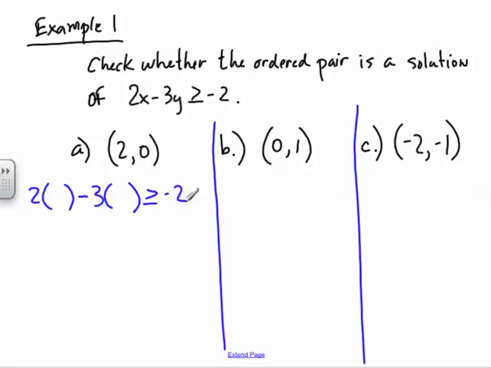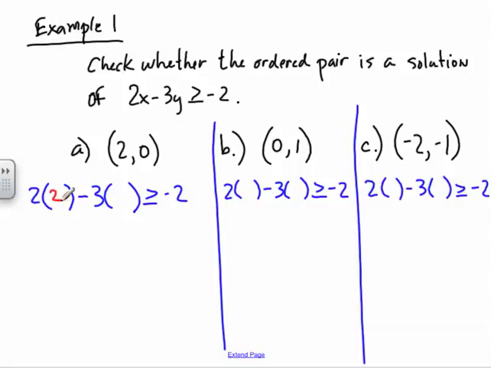So I'm actually going to write that for each one of these. So 2 parentheses minus 3 parentheses is greater than or equal to negative 2. And then 2 parentheses minus 3 parentheses is greater than or equal to negative 2. Okay, so I've got them all there now. And I'm going to fill in the values they gave me. In this one, x is equal to 2, so I'm going to plug it in here. And y is equal to 0, because that's where the y was in the original inequality.